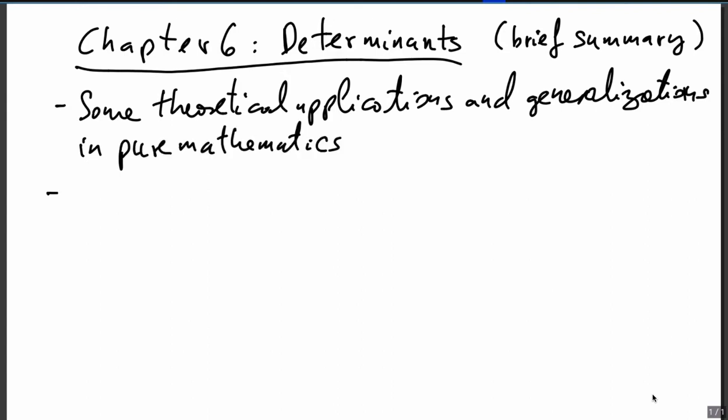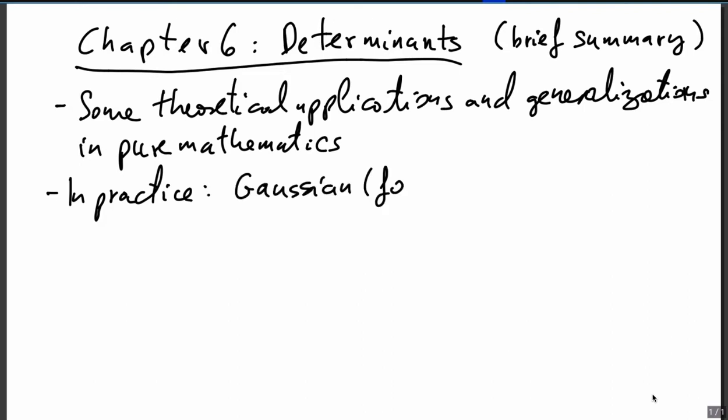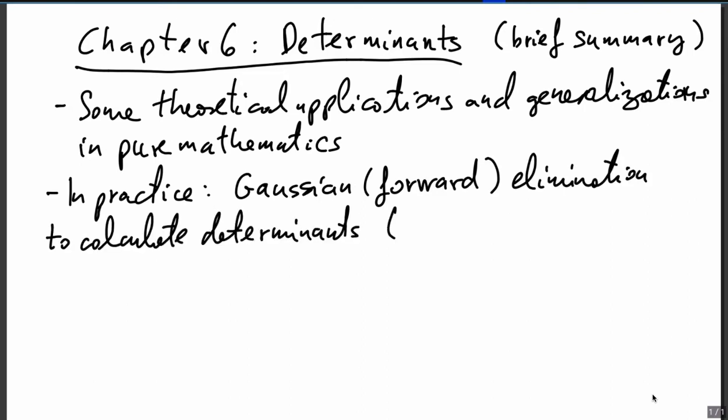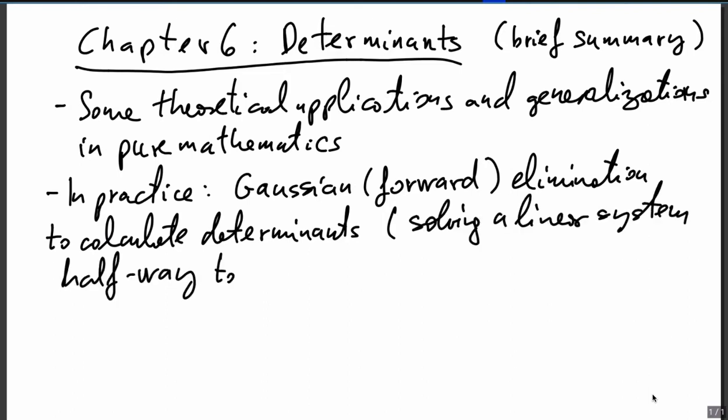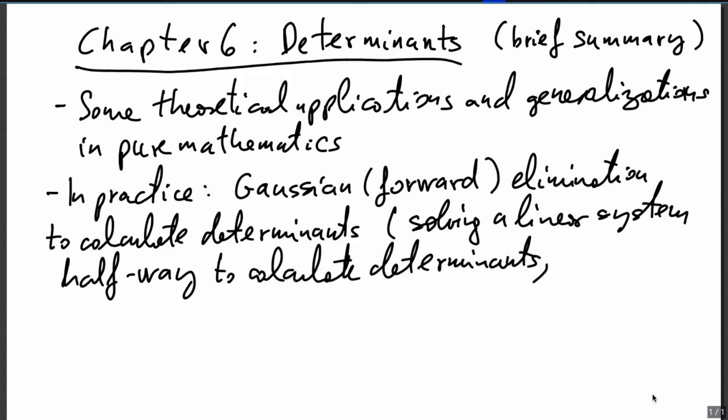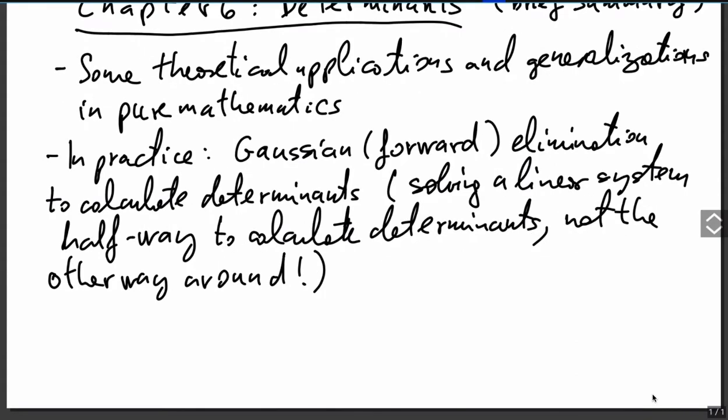What happens in practice is that Gaussian elimination is used, which is the forward part of the Gauss-Jordan elimination, to calculate determinants. So this is basically solving a linear system of equations, at least halfway, the forward part, in order to calculate determinants, and not the other way around. We don't really use determinants to calculate the solution of linear systems. So we don't really use the textbook in this chapter.